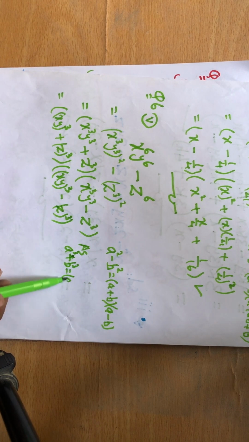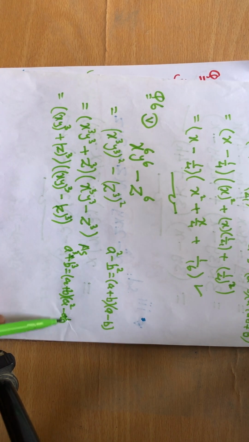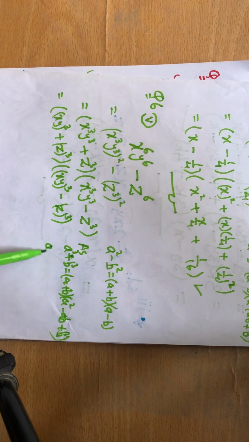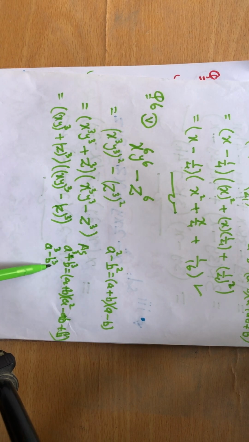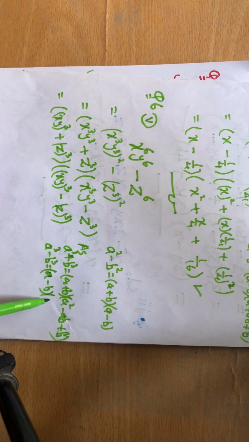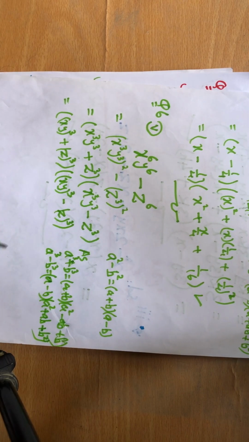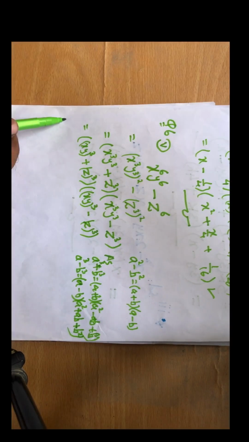Now a cube plus b cube, we know this is equal to a plus b into a square minus ab plus b square. It will be used in one formula, and in the other formula a cube minus b cube is equal to a minus b into a square plus ab plus b square. We will use both these formulas in the question.